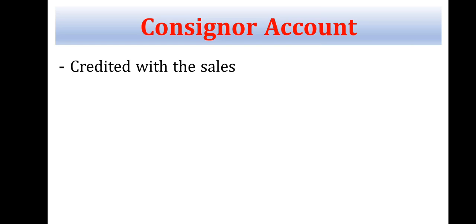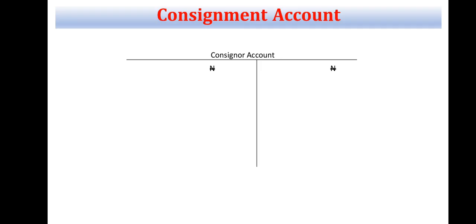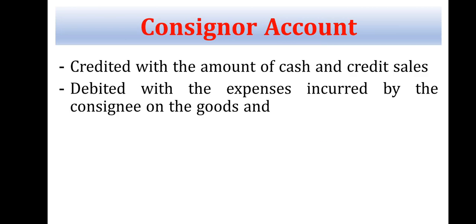Now, the consignor account. The account will be credited with sales; all the sales he made will be credited to the consignor account. While all the expenses will be debited, that is, any expenses the consignee incurred. This time around, we are talking about the consignor account prepared by the consignee. It has nothing to do with the expenses of the consignor. So only expenses by the agent will be debited to the account.